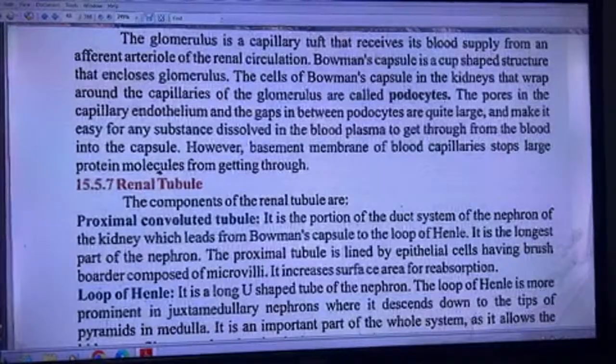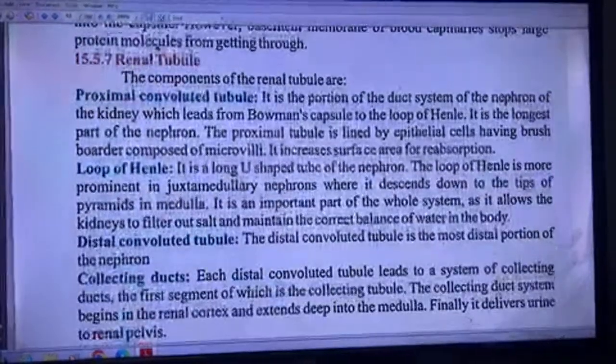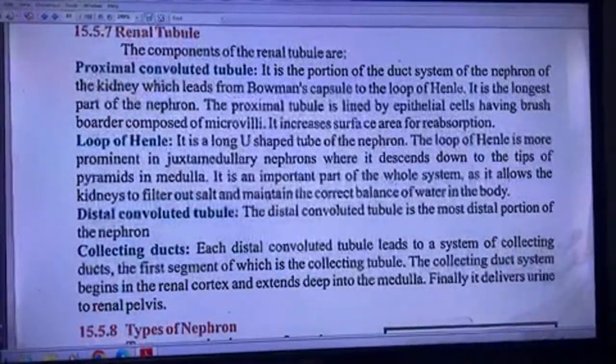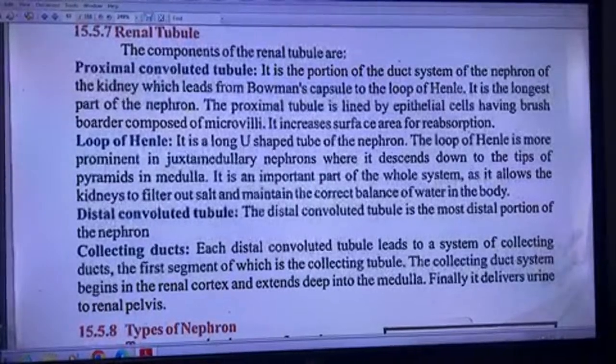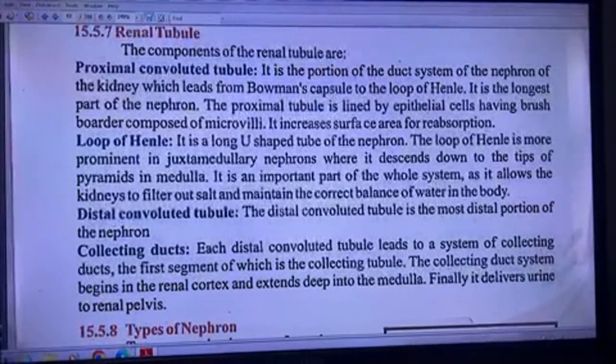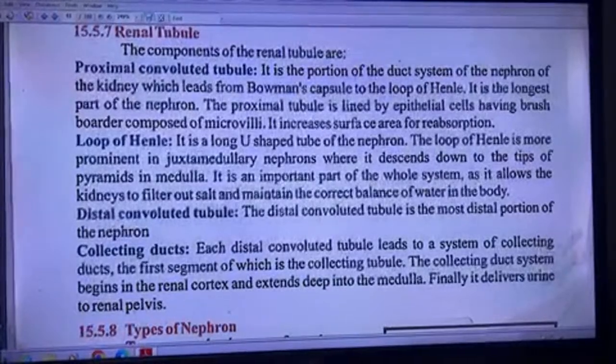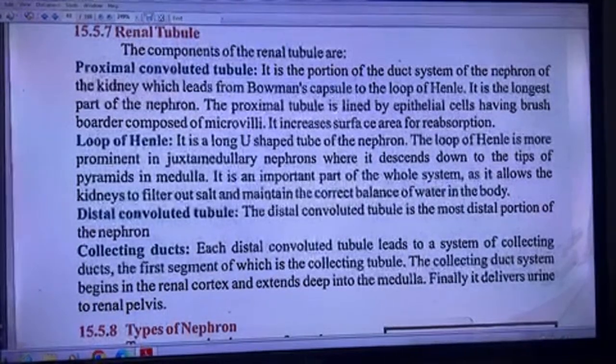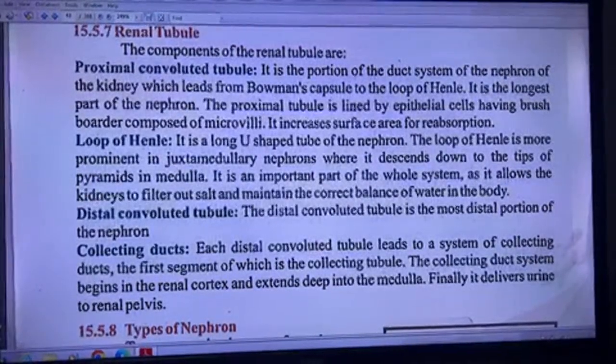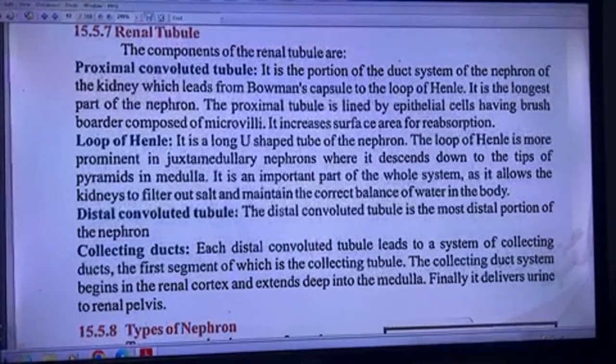Renal tubule. The components of the renal tubule are proximal convoluted tubule. It is the portion of the duct system of the nephron, the kidney, which leads from Bowman capsule to the loop of Henle. It is the longest part of the nephron. The proximal tubule is lined by epithelial cells having a brush border composed of microvilli. It increases surface area for reabsorption.